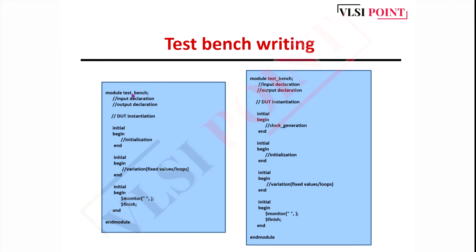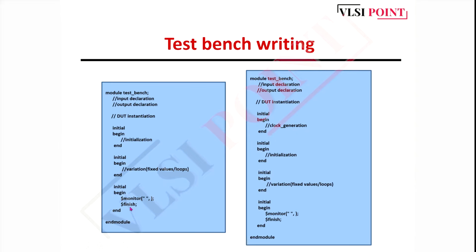Here is the module and then the test bench name, whatever name you want to give. Then input declaration, output declaration, then DUT instantiation. After that, you have to use three initial blocks: first, second, and third. In the first initial block, you have to initialize your variables. In the second initial block, you have to vary those variables. You can give a fixed value, some set of values you can provide to input variables, or you can use some loops here, for loop or repeat. Then in the third initial block, you have to use the $monitor and $finish commands.